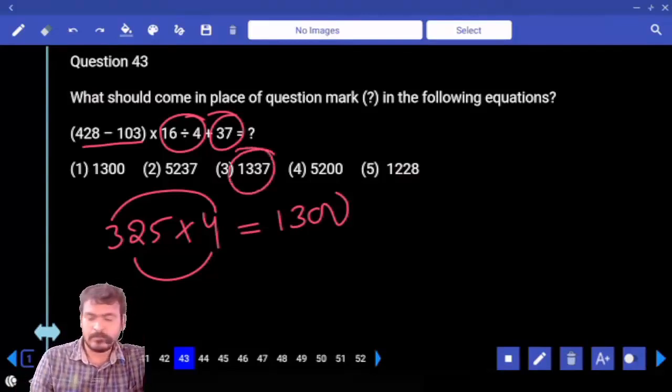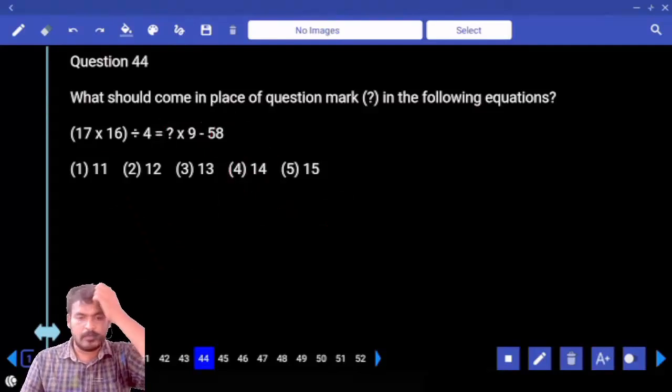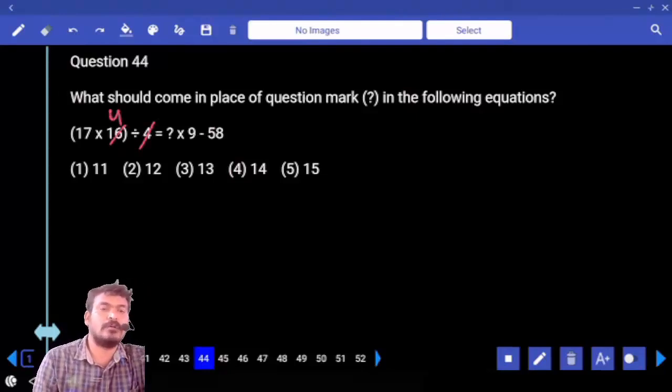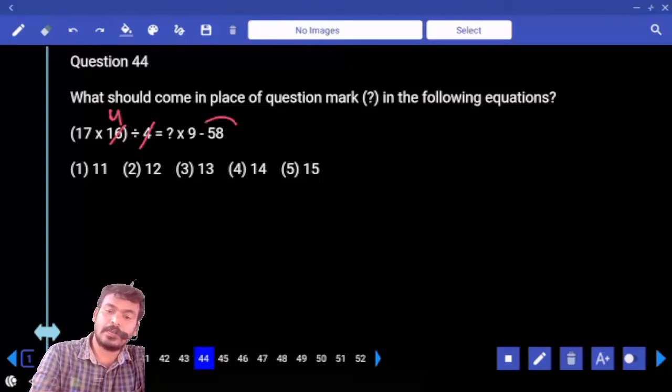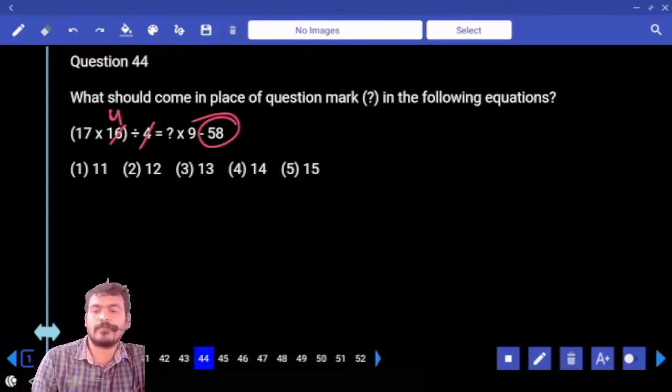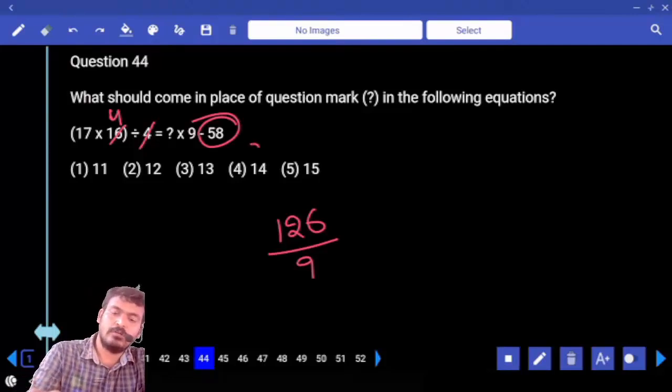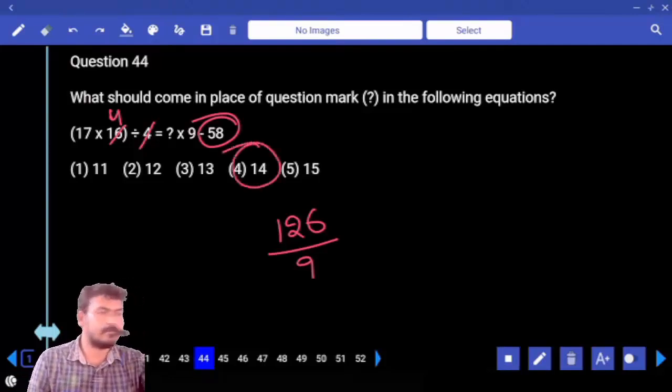1337, or not? Next 44, first priority left hand side value, or not? 4 how many times? 16, 4 times 17, 4 the 68, 68 plus 58, or not? 68 plus 58, 126. It is divided by which one? 9, almost 14 times, or not?